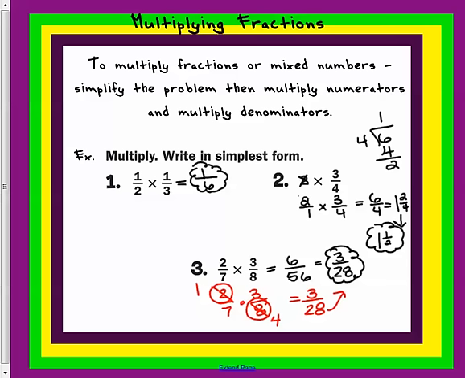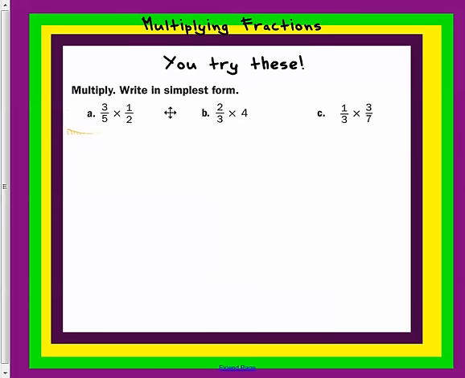Up here, we could have simplified the 2 to a 1 and the 4 to a 2, and gotten 1 times 3 is 3, and 1 times 2 is 2, and simplified that to 1 1/2. Okay, you try these, and I'll be back in just a second to show you what I did.